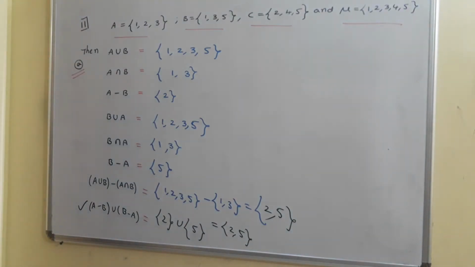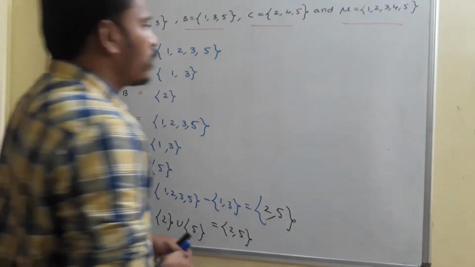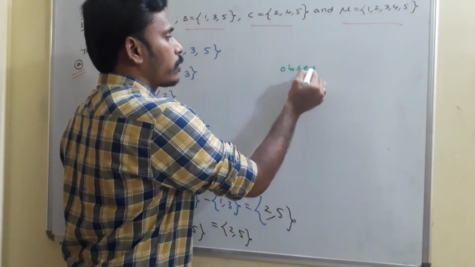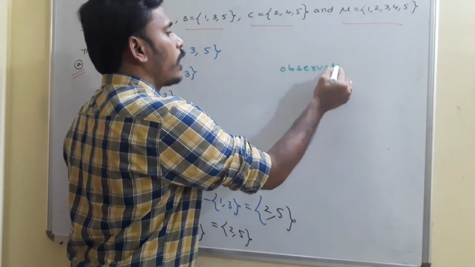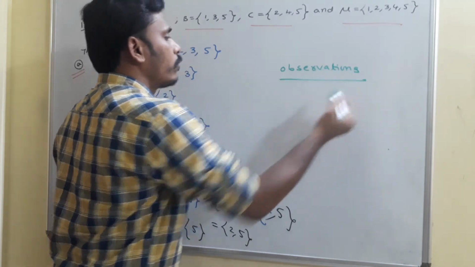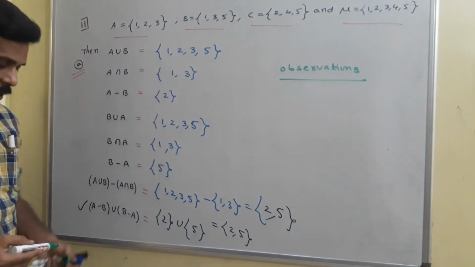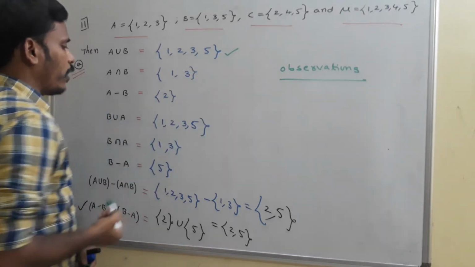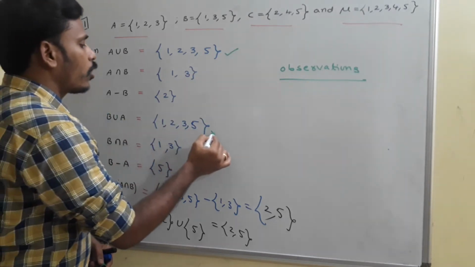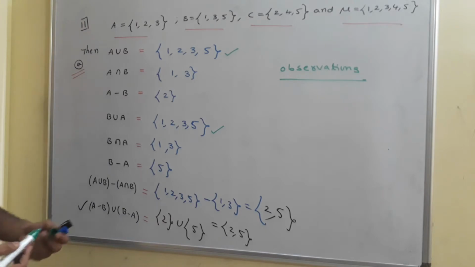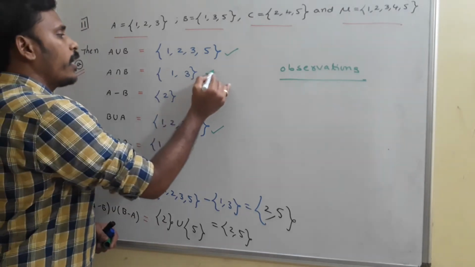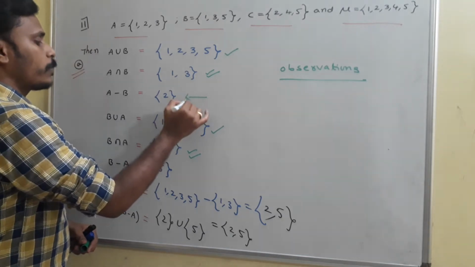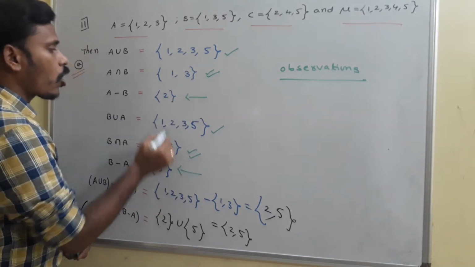If you observe all these things, I need to mention some observations here. Observations. What are the observations we now observe from these results? A union B is 1, 2, 3, 5. B union A is also 1, 2, 3, 5. That means those two are equal. A minus B and B minus A are not equal.